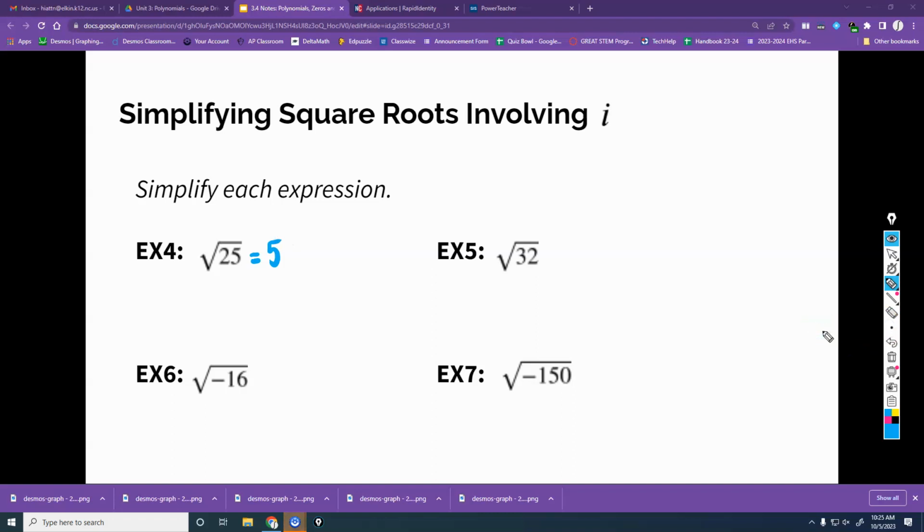Now, example 5, square root of 32. Is there a number times itself that gives us 32? No, there is not. Well, it is a big decimal if we type it in the calculator, but it's not going to be a whole number, right?